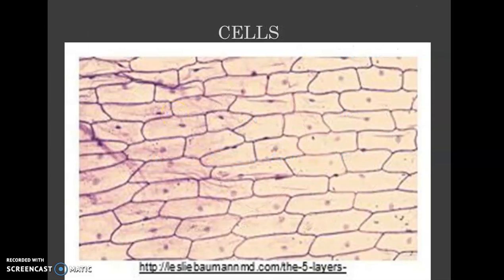I hope this doesn't scare you, but this is a picture of cells. In fact, this is a picture of skin cells. Believe it or not, if you take a microscope and put it on your skin, on your arm here, this is a lot of what you'd see. These are cells. Every last living thing is made up of cells.